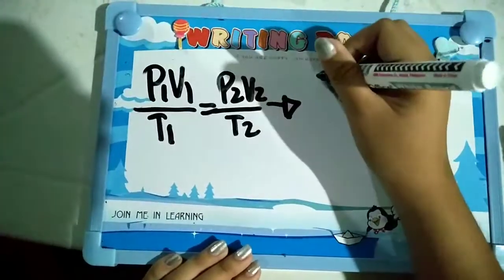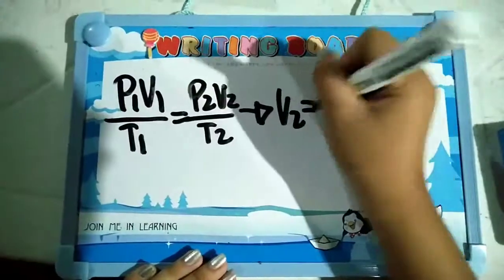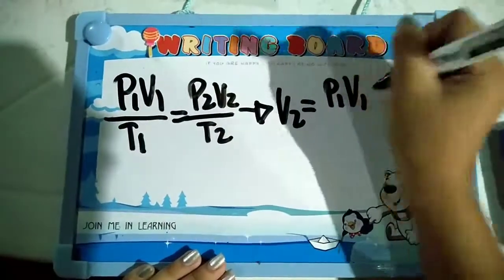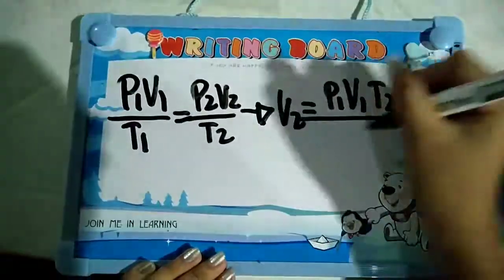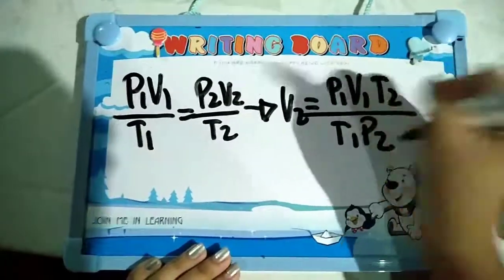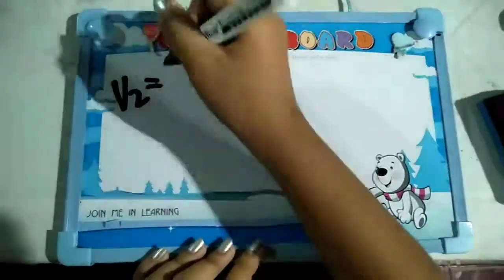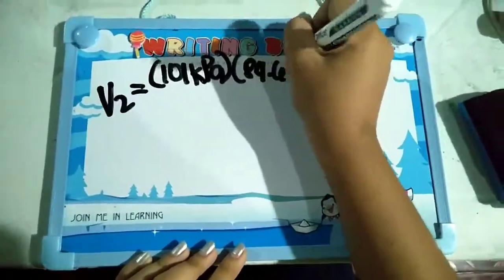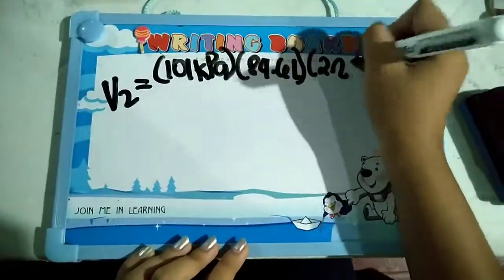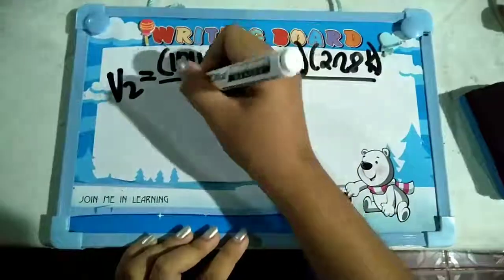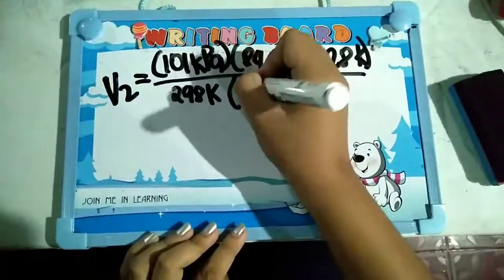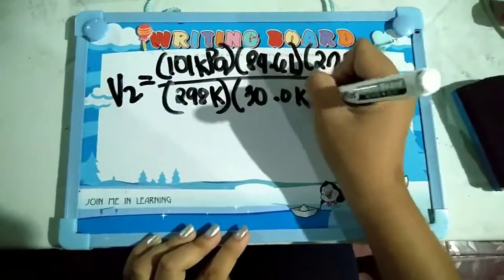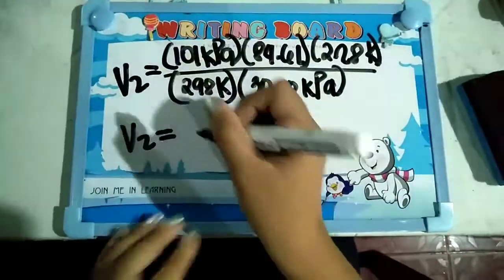Since we are looking for volume 2, the formula would be P1 times V1 times T2 all over T1 times P2. Multiply 101 kilopascal to 84.6 liters and to 228 Kelvin divided by 298 Kelvin times 30 kilopascal. The answer would be 218 liters, or the second volume.